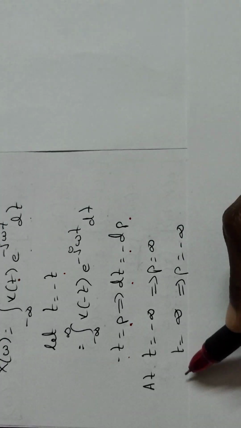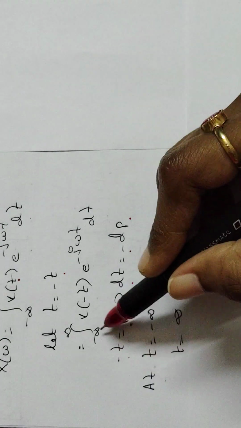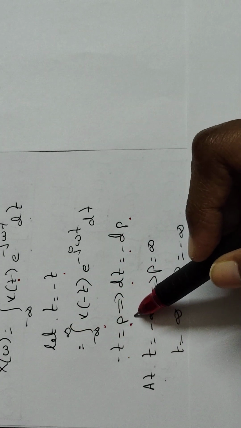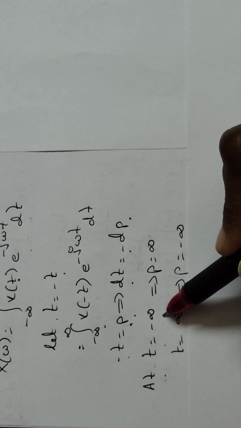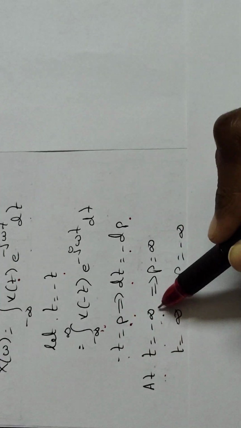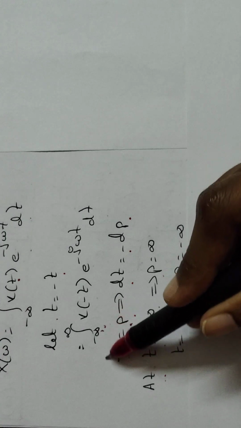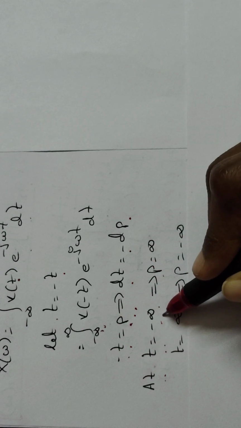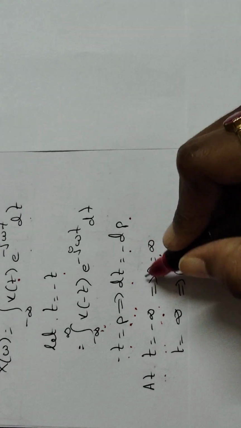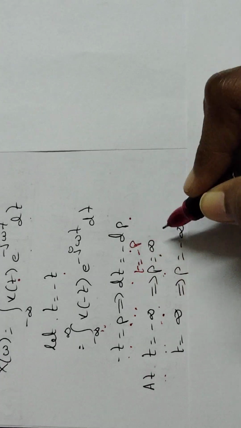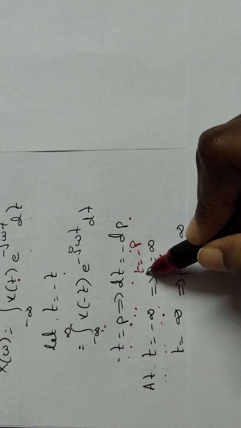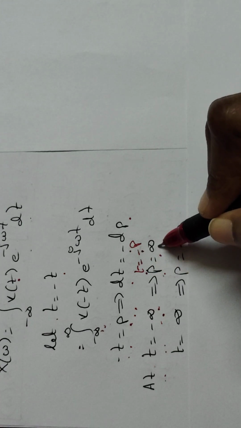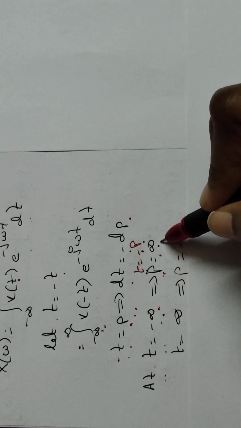Now this is very important: the limits are very important. What are the limits here? The t limits are from −∞ to ∞. Now we have to find out the limits of p. At t = −∞, what is the lower limit? Here take this condition, that is t = −p. If t = −p, what is p? Here t is −∞, so minus into minus gives plus infinity. That is the p value: p = ∞.